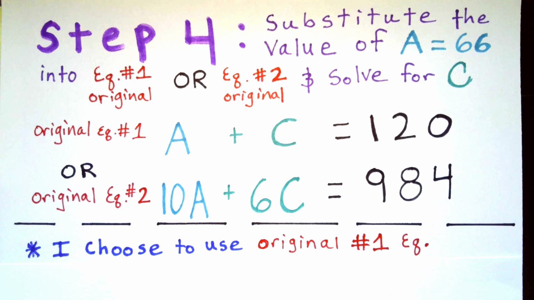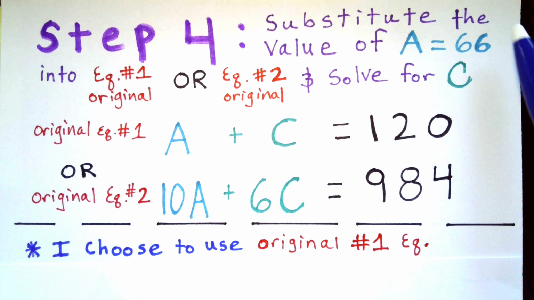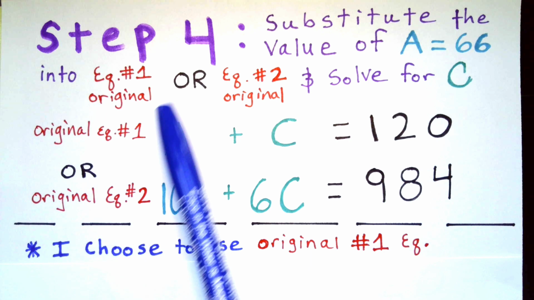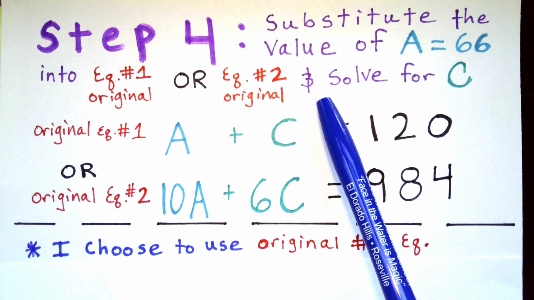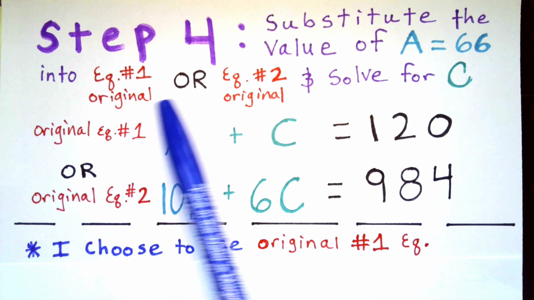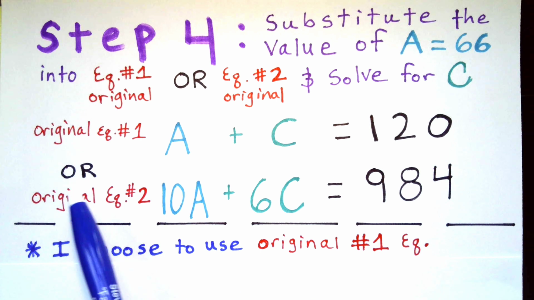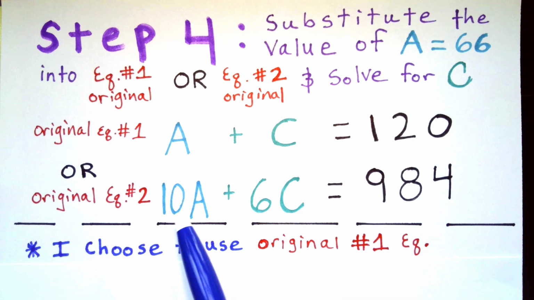This is part 38 in solving system of equations, word problem, money, money, money, money. So here in step 4, we're going to substitute the value of A, adult tickets, which is equal to 66 so far. We've got to check that answer later on, into either original equation number 1 or original equation number 2. And then we'll solve for C. You get to choose which one. You're going to choose either original equation number 1 or original equation number 2. You're going to substitute that value of A to solve for C.